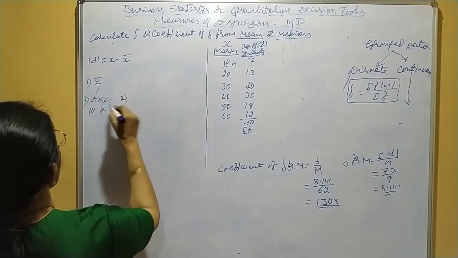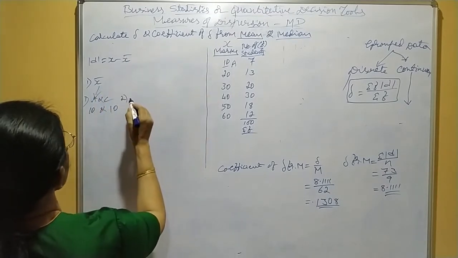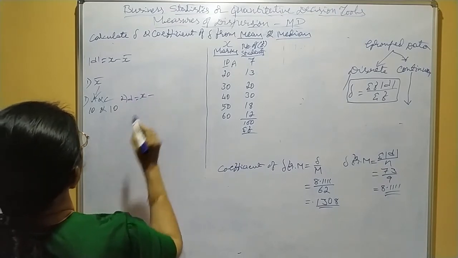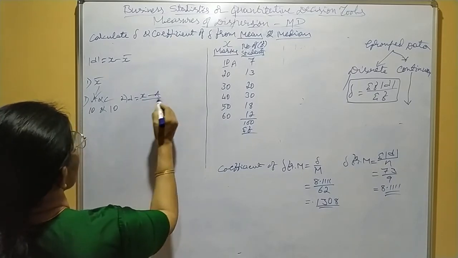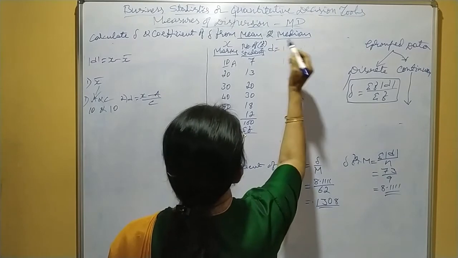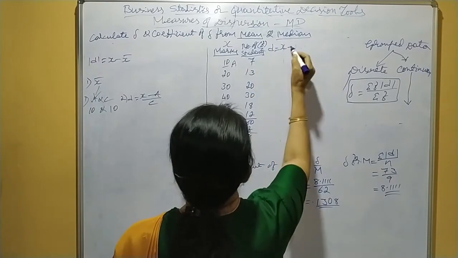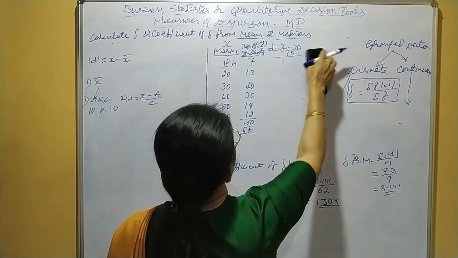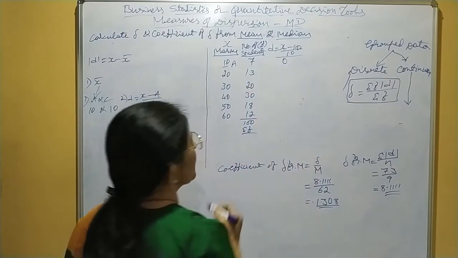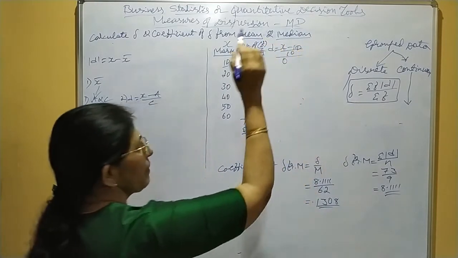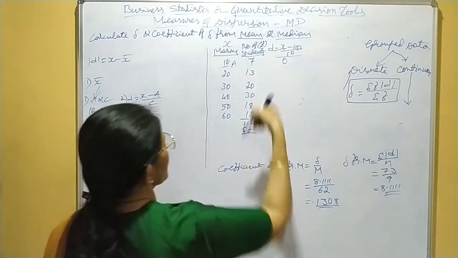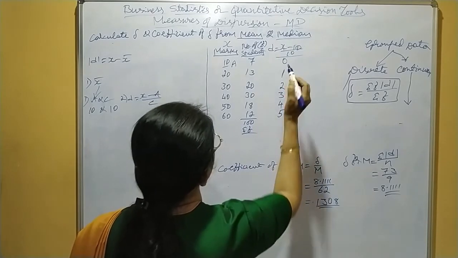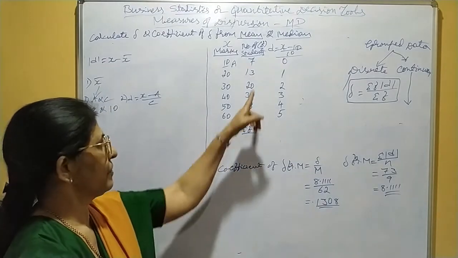Now next step is what? To find out x bar under discrete series. Next step is D. D equals what? X minus A divided by C. Now here take D equals x minus A, assume mean is 10, divided by common increment, which is also 10. Corresponding to assume mean we get 0. You know that. Even if you apply this formula and calculate, you get the same answer. Then below 0, 1, 2, 3, 4, 5, if the variables are in ascending order, we get plus values.